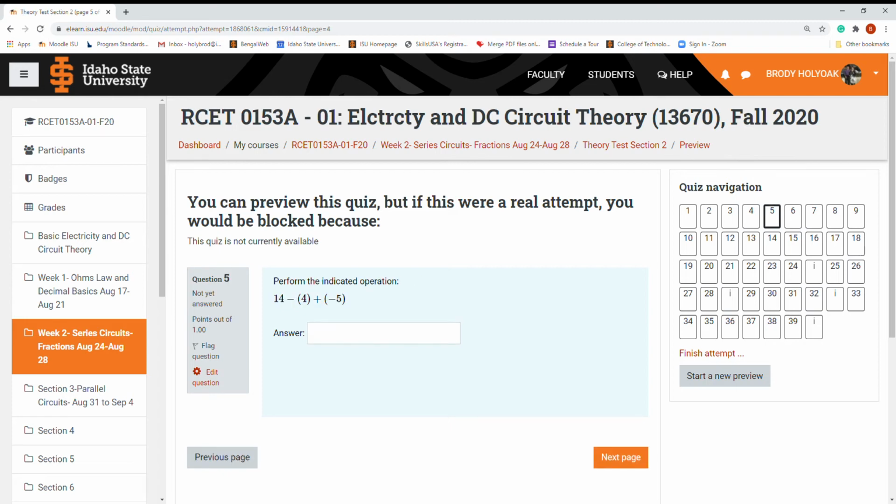Okay, perform the indicated operation. This comes down to order of operations. Okay, PEMDAS: parentheses, exponents, multiplication, division, addition, subtraction. So in this case, we have 14 minus 4 plus a negative 5. What's the first thing we should do? Do 14 minus 4, but convert this to get rid of those extra symbols. So we have 14 minus 4 minus 5, just to simplify it down.